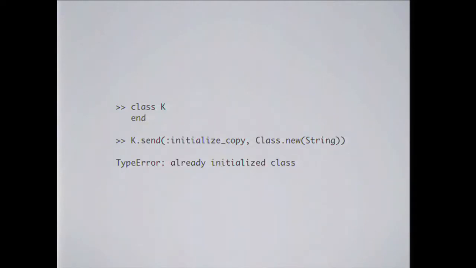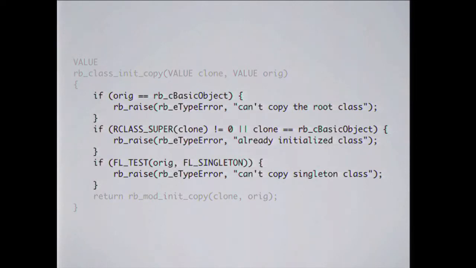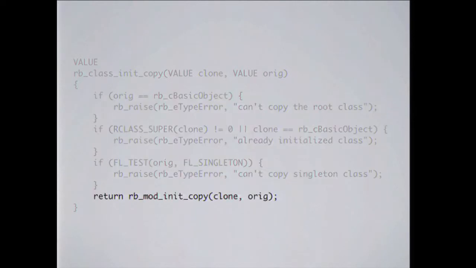But of course, if we don't use allocate and we just use an already initialized class, when we send initialize_copy to that class, we get an exception with "already initialized class." And this is due to this little bit of error checking here. But you might have noticed that all these error checks are performed in class_init_copy, and then it forwards on to Module#initialize_copy, where there aren't actually any error checks at all.